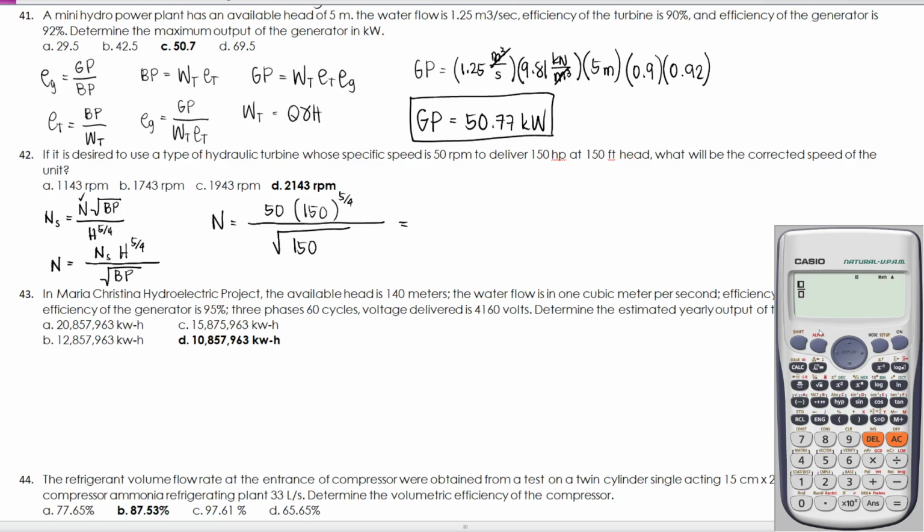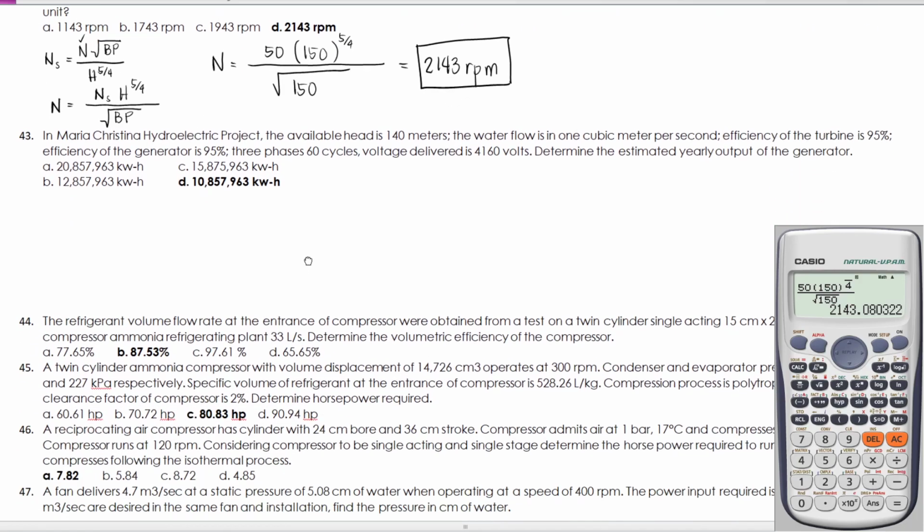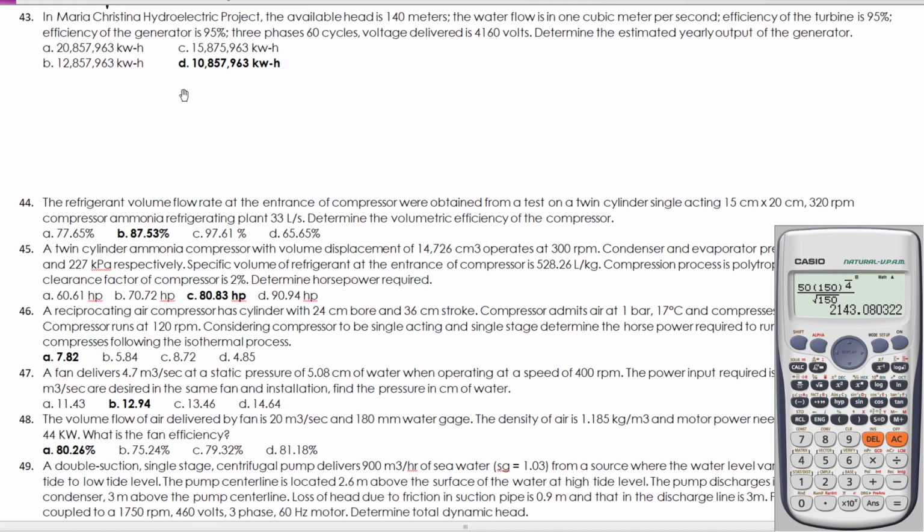So, diretso sa calculator, that will be 50 times 150 raised to 5/4, all over square root ng 150. That is 2,143. Okay, 2,143 RPM. Ayun. Okay, so ganun lang yun kasi. Next tayo. So, last item for this part. Last lang natin. Ayan, number 43.